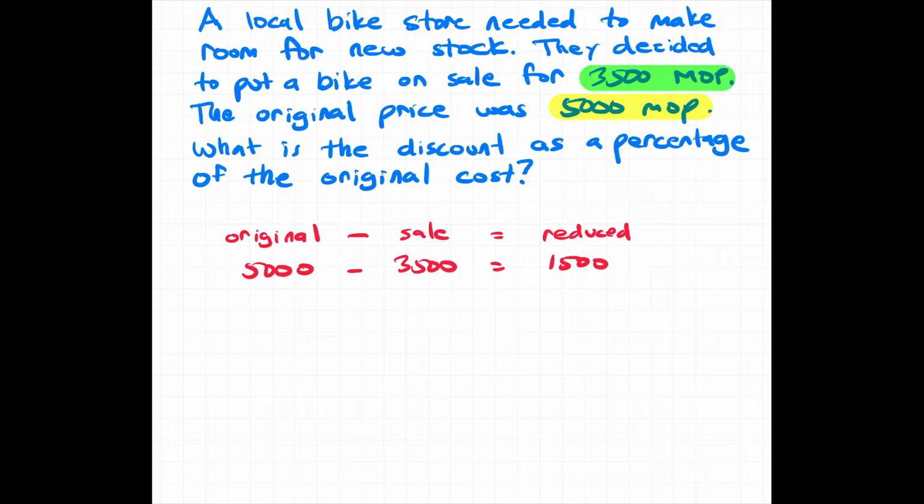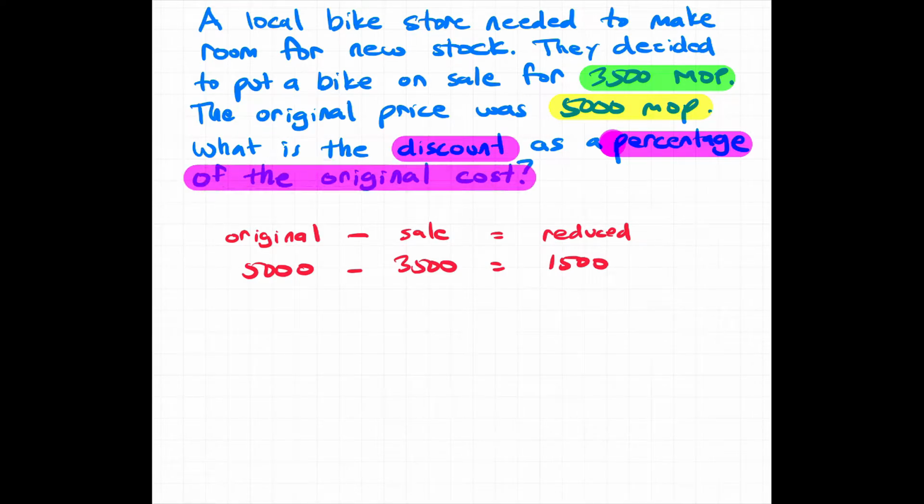Okay, and now what does it say here? What are we trying to figure out? What is the discount as a percentage? So I want to figure out how much it went down, and I want to represent my answer as a percentage of the original cost.